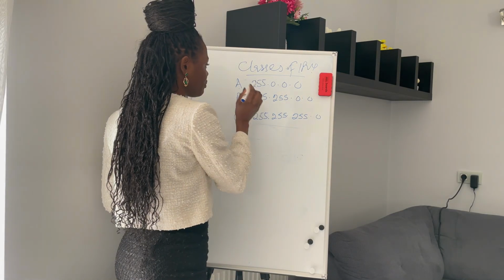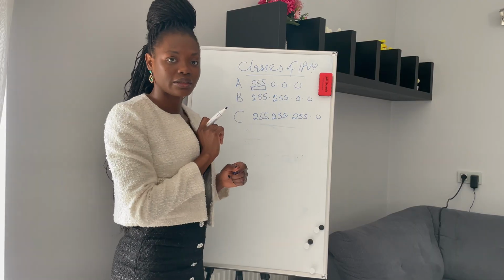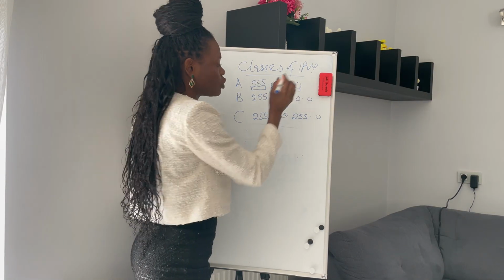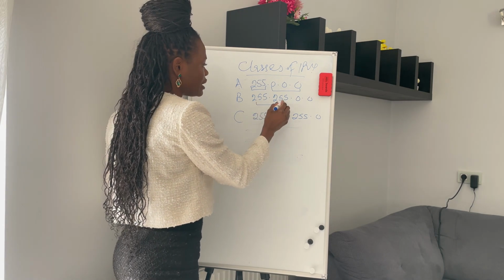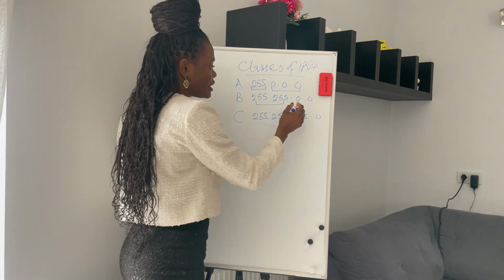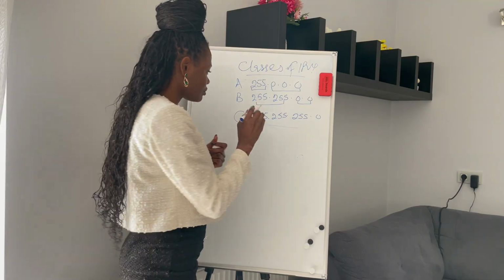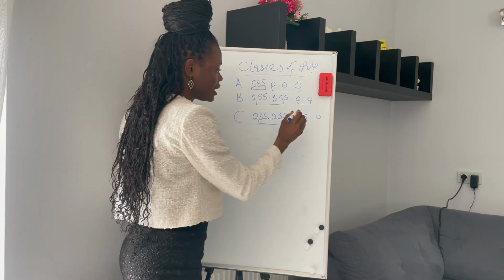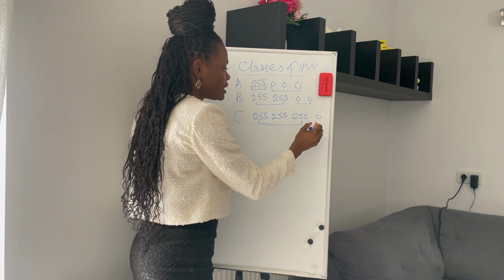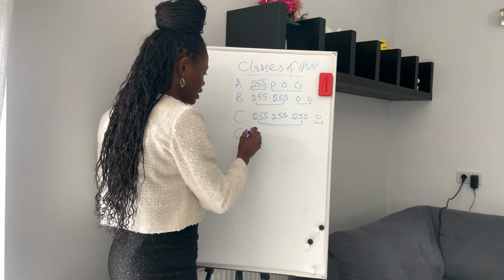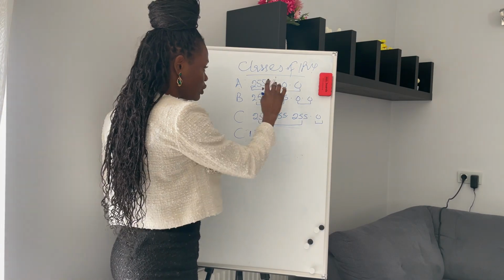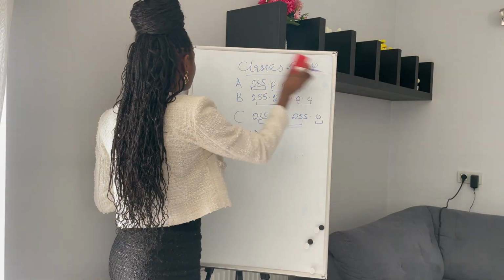So for class A, this is the network part, and this is what the host can take up, the bits that the host can take up. For B, this is the bits that the network can take up, and this is the bits that the host can take up. For class C, this is the bits that the network can take up, and this is the bits that the host can take up.